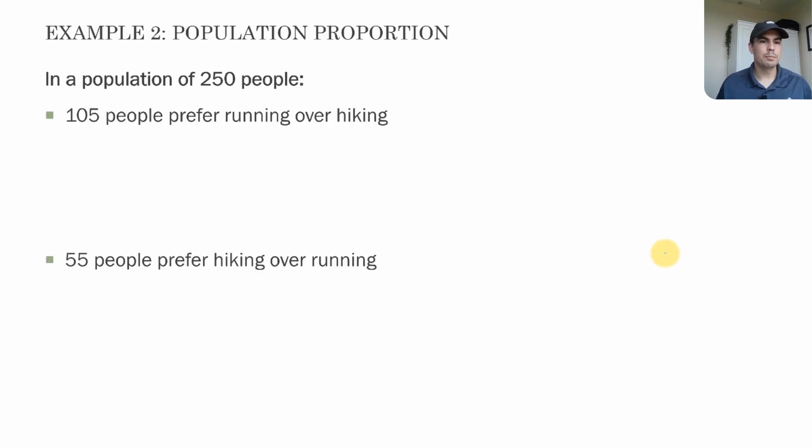All right, taking a look at population proportion. So we have a population of 250 people. We have two different scenarios here. We're going to calculate the population proportion for each scenario. So 105 people prefer running over hiking.